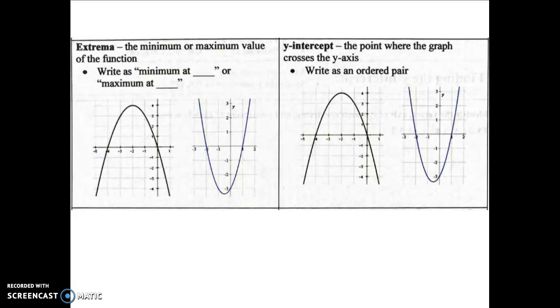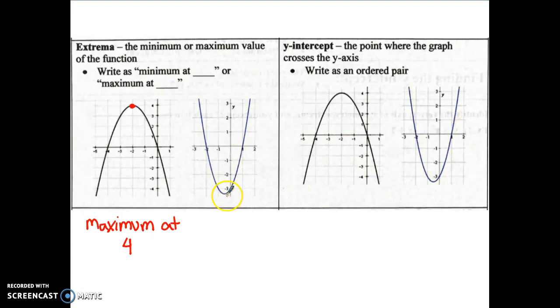Let's keep moving. The extrema is the minimum or maximum value of the function, and it's written as the minimum at blank or the maximum at blank. So looking at this point right here, this would be the maximum value of the function. It's the highest point. So remember that it's written as the maximum at, and the number is actually the y value of the vertex. So we're looking at how high is this. That is at 4. So this is the maximum at 4.